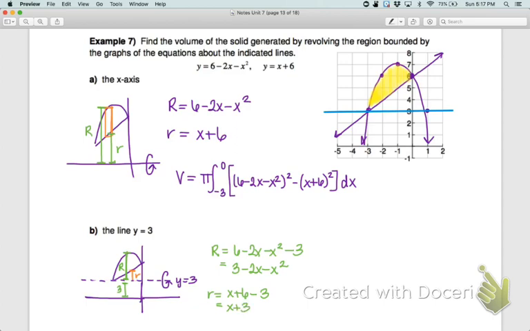So the volume here would be pi times the same integral, because we're going along the x-axis still. It's a horizontal line, so we want to go horizontally from -3 to 0. Big R this time is going to be 3 minus 2x minus x squared, squared, minus the inner radius, which this time is just going to be x plus 3, squared, dx.